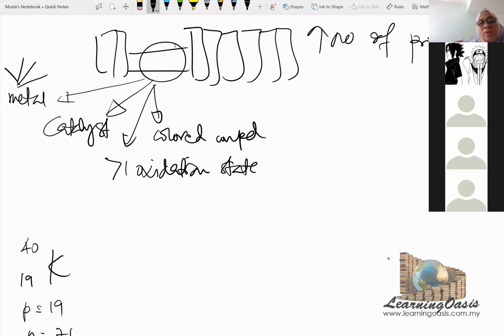It's catalytic, it forms colored compounds, it forms more than one oxidation state, and it can form complex compounds, like later on you learn about hexacyanoferrate and everything. Many complex compounds. And then what else? Some of them are also magnetic, yeah, like copper, nickel, tungsten. They are magnets. Get it? Yes? So remember the 5 properties of transition elements.